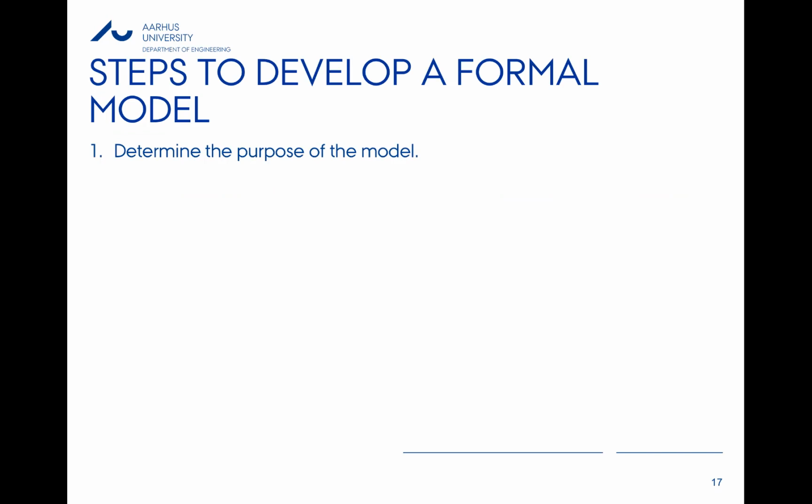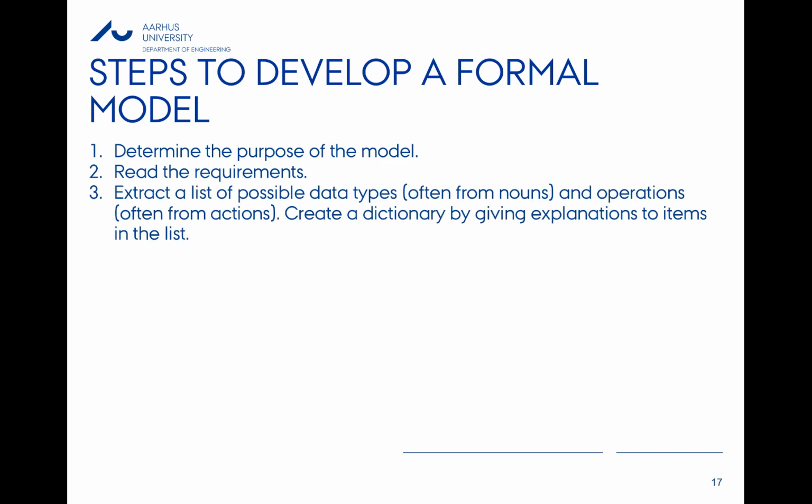So the different steps for developing a formal model starts off by determining the purpose of the model. The purpose is important to determine what things you can actually abstract away. Then you need to read requirements. I'm now assuming that you have the requirements written down. Otherwise, I have in industry tried to use this to drive the production of the actual requirements. From such a requirement list, you can actually try to extract different possible data types, typically from the nouns, and functionality, operations and functions, often from the actions. And then you can create a dictionary giving explanations to the items in this list.